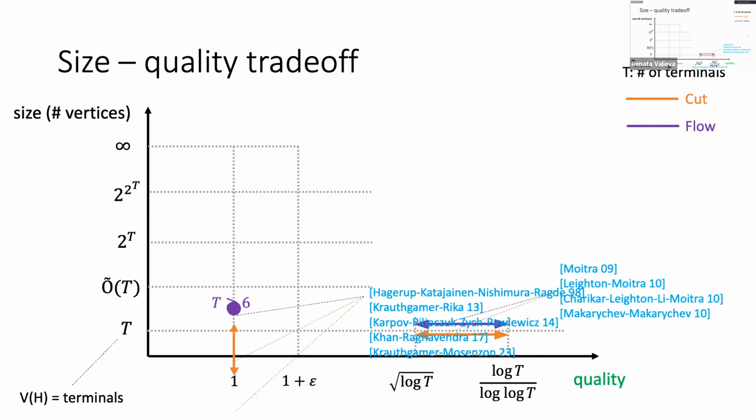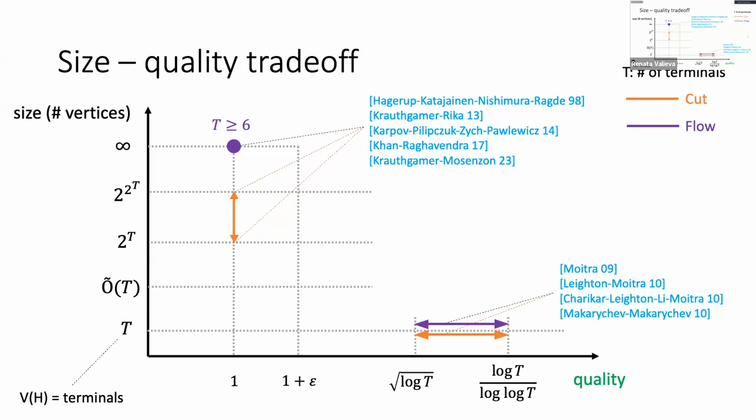Okay. And the other extreme scenario is the top row, where we require the quality to be 1. So we require the information to be preserved accurately. Okay. And how many vertices do we need in this case? In this case, that's where the cut and flow results are separated.